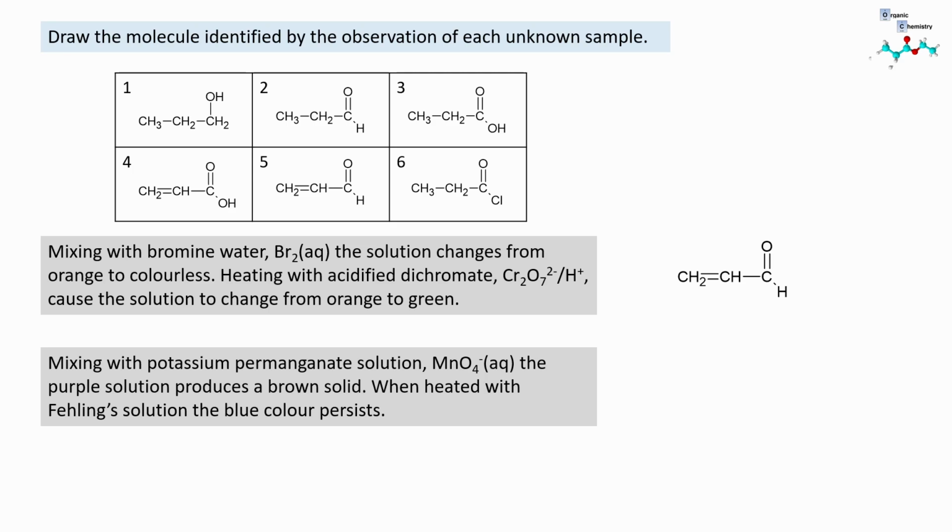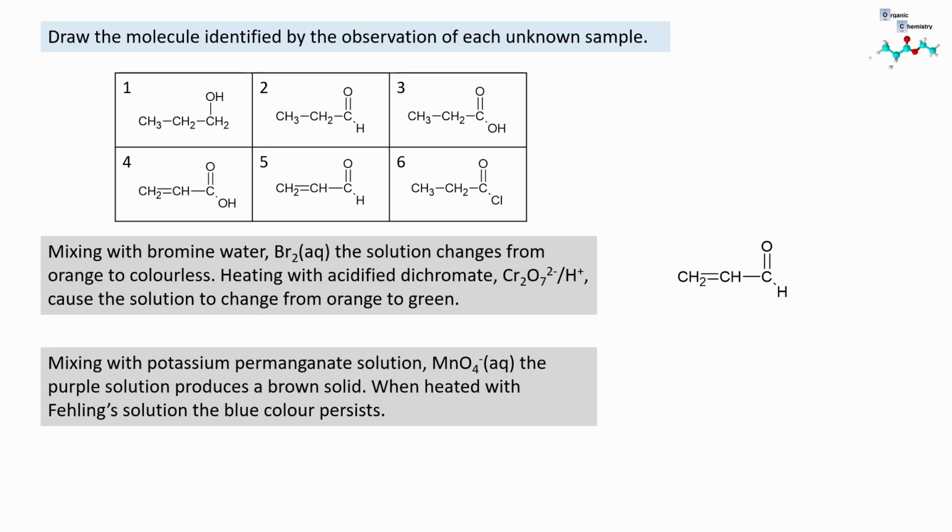Okay, so it tells us a couple of things here. The first thing, potassium permanganate solution, if we add that to a double bond, it will produce a diol. And the purple color, the purple permanganate, will turn into brown manganese dioxide. Now, this must have a double bond. That's what the first observation is saying.